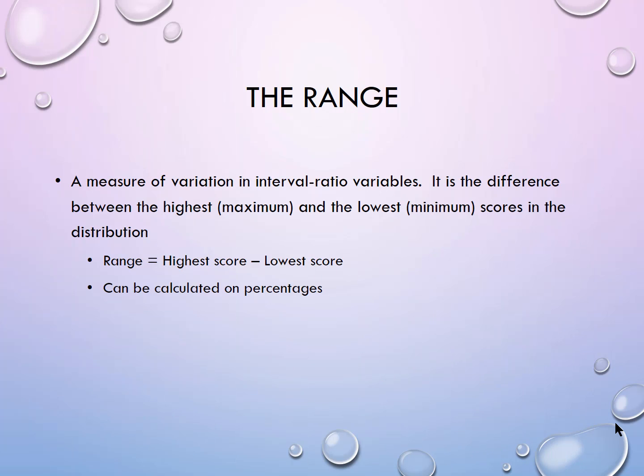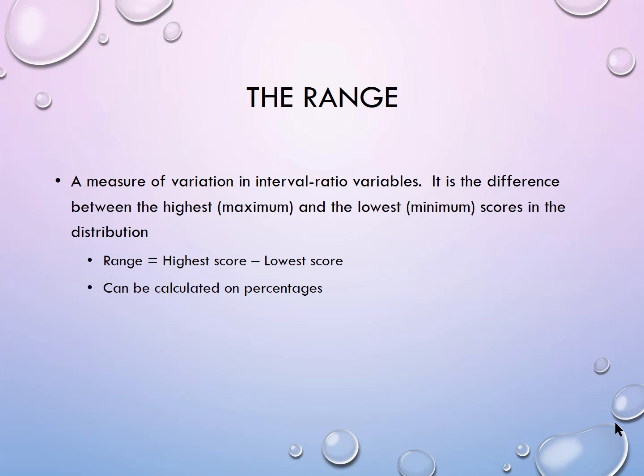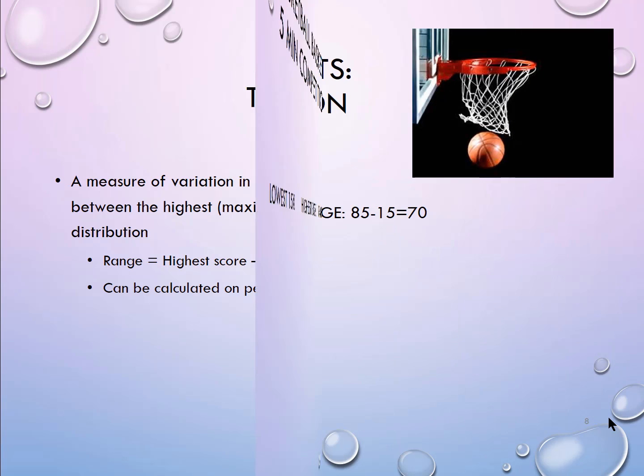One way to describe how spread out the data set is by giving the range, which is simply the difference between the highest score and the lowest score. It is used as a measure of variation in interval ratio variables, and it can also be calculated on percentages. Let's look at an example on the next slide.